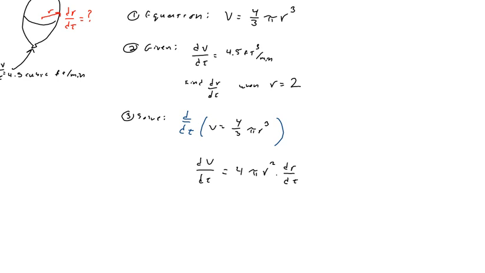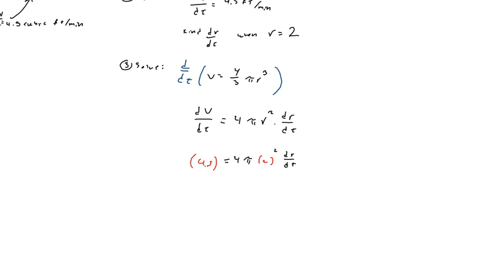dV/dt I know is 4.5. I know this is 4 pi. I know that r is 2, so this is going to be 2 squared dr/dt. And I am now going to solve, this is an algebra problem. I'm going to solve for dr/dt by itself. So 4.5 equals, 2 squared is 4, 4 times 4 is 16 pi dr/dt.